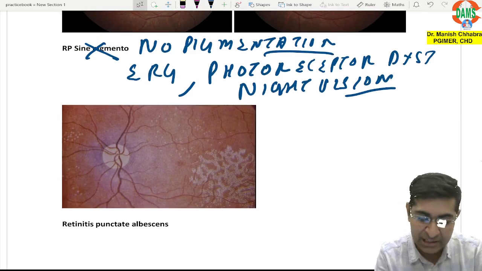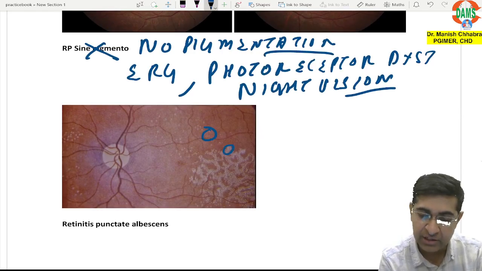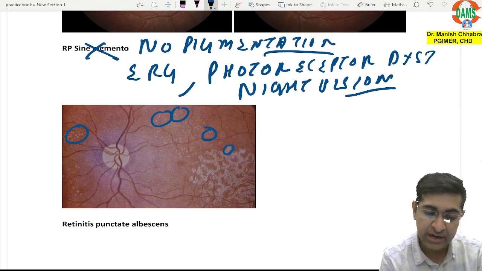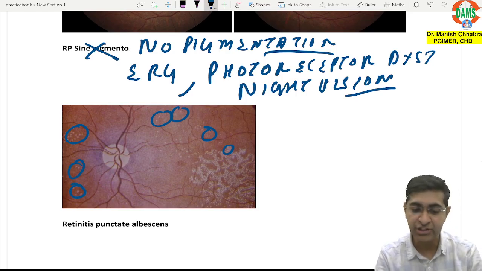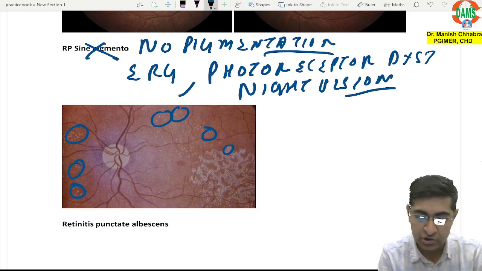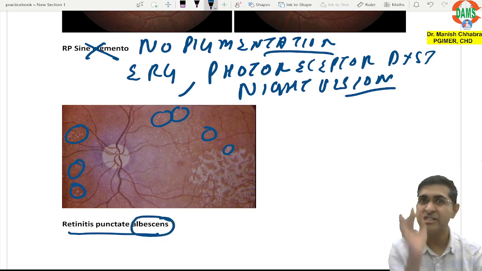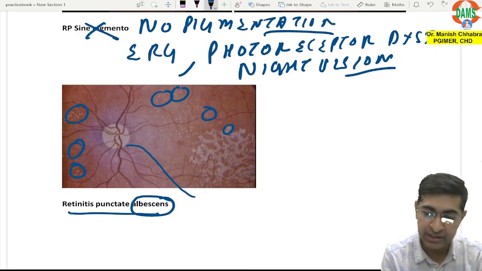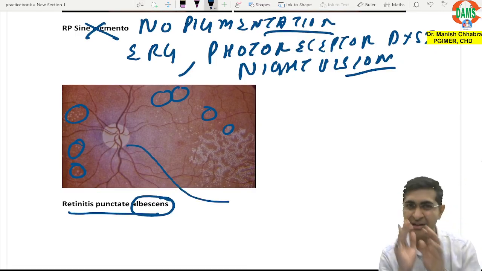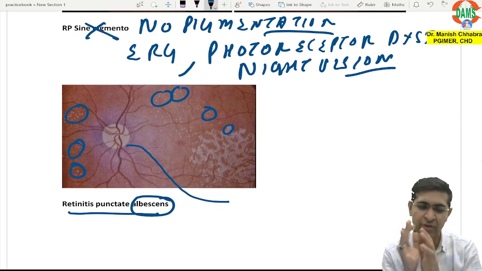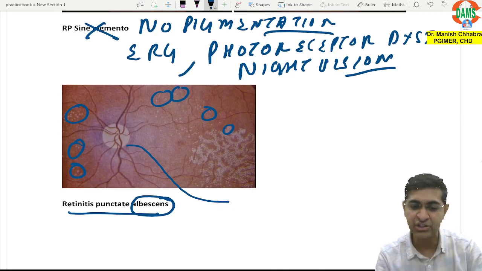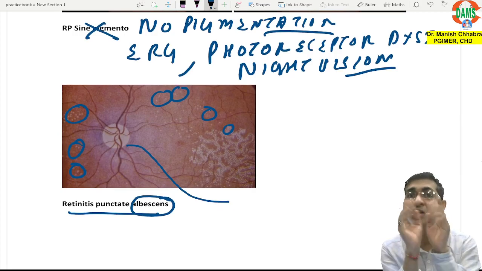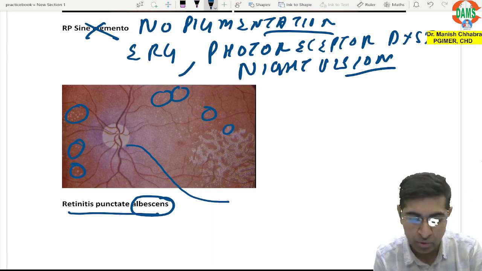Okay, what is this? This is retinitis punctata albescens. Can you appreciate these white color dots? Instead of bony spicule pigmentation, you will see white dots. So this is retinitis punctata albescens, with white dots typically, and you can appreciate that the disc is again pale and whitish like that of typical retinitis pigmentosa.